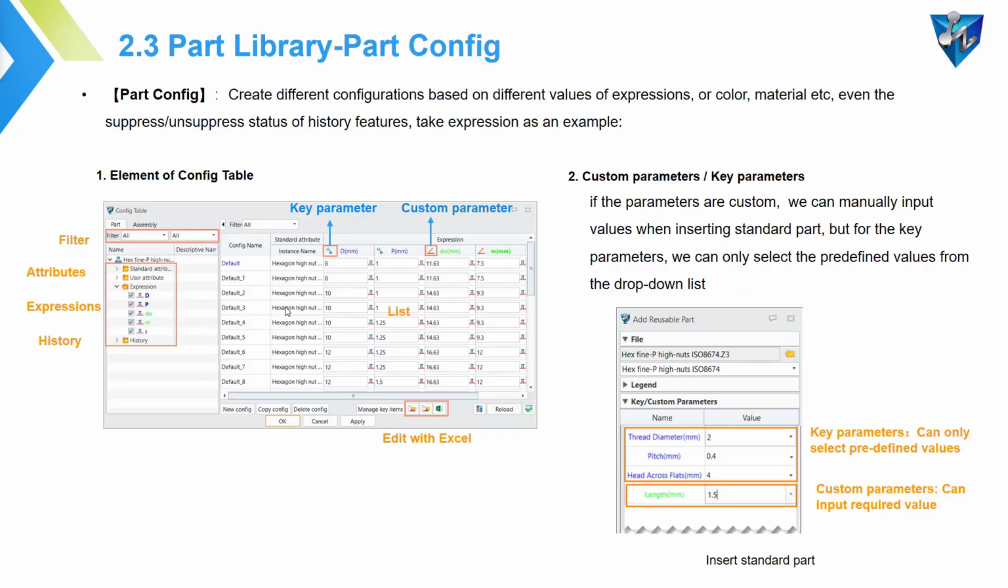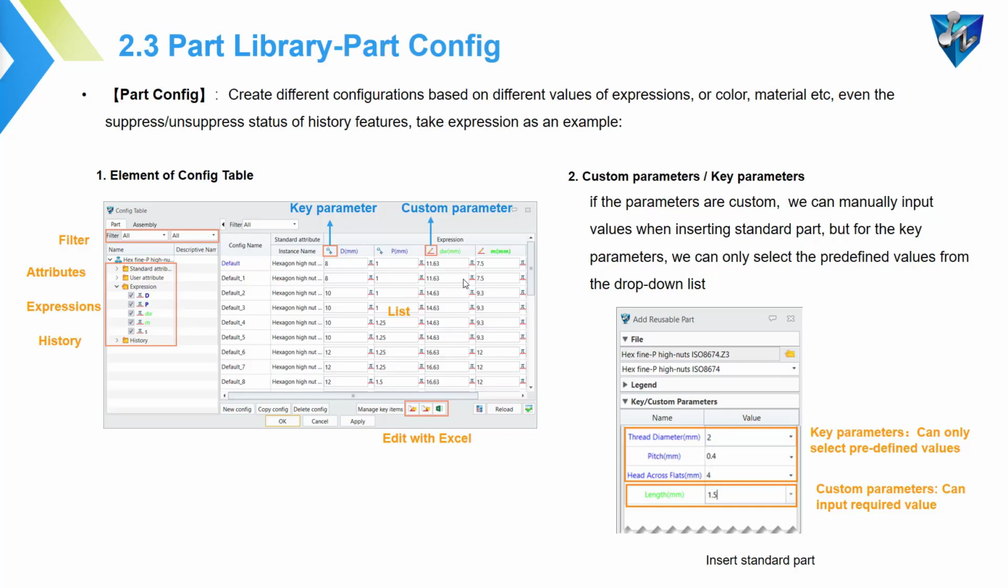Okay, next I will show you more details about part config. First, let's see the main elements of the config table. There are filters in the top left corner, and the items you need to config are in the lower area. There are 3 types: part attribute, expressions, and the modeling history. You can make part config based on them. In the right area is the config list. All the existing configs can be found here. And in the lower area, there are some Excel-related commands.